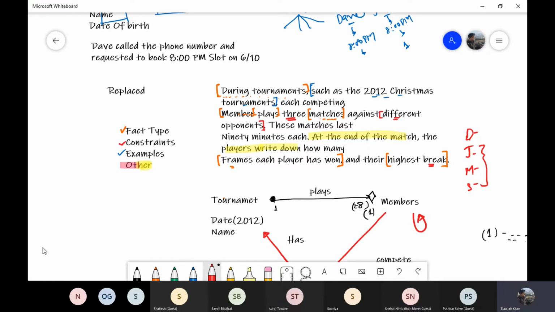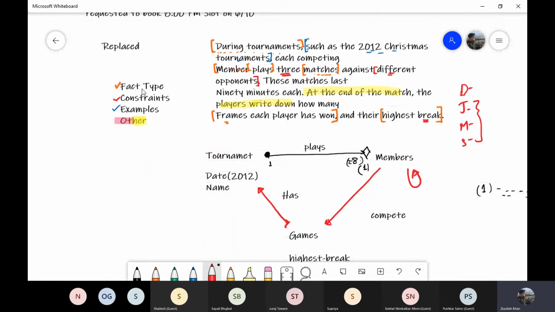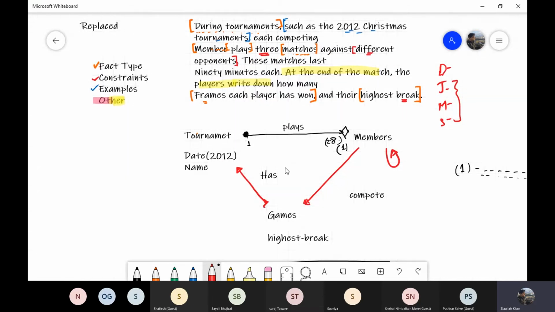All right. So generally, the statement that you're going to get is an English-like sentence, and you should break up these English sentences into facts, constraints, and examples. This is going to help you identify or draw the entity relationship diagram.